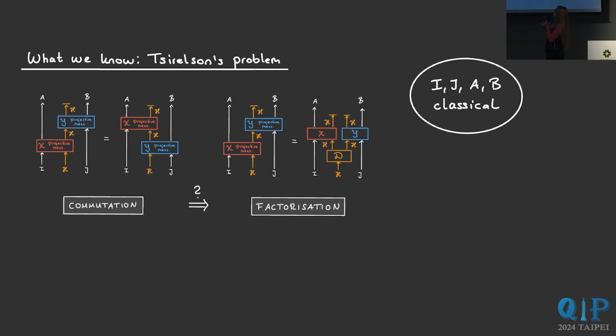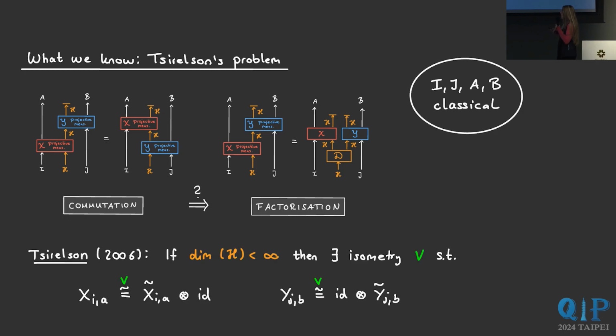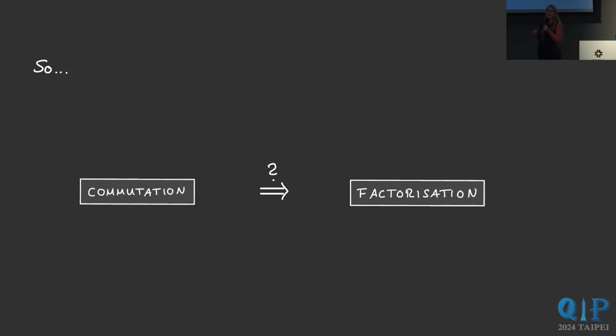So the question Tsirelson asks is: if I have commuting maps that describe projective measurements, does that imply that I can write it as a tensor product? He didn't only pose this question, he also answered it. He found that if the Hilbert space is finite dimensional, then in fact this holds. There exists an isometry such that the projectors on the global Hilbert space are mapped to projectors on the tensor product Hilbert space. If you translate it back into the maps we're looking at, you would get a map of this tensor product form. So does that mean that commutation implies factoring?